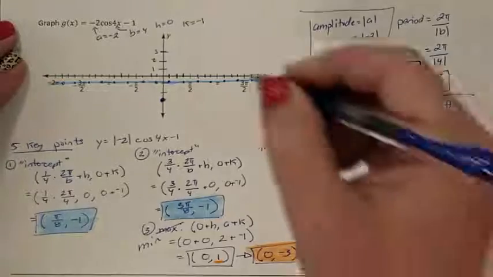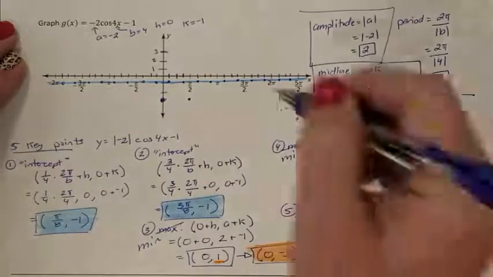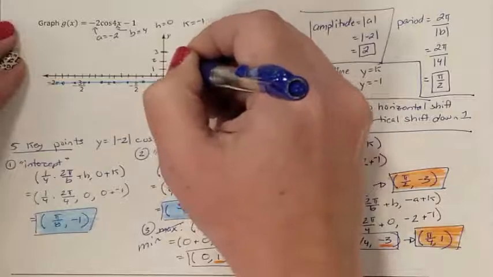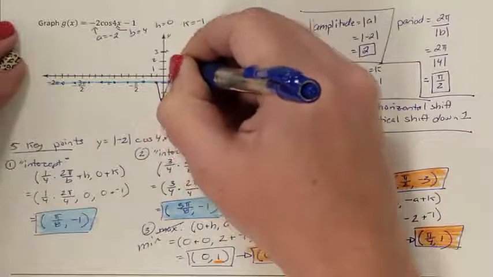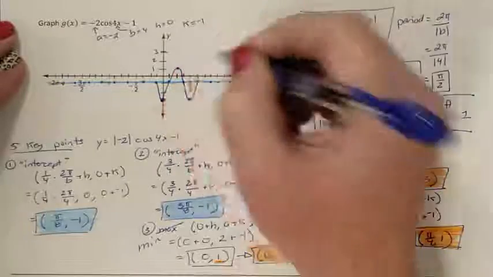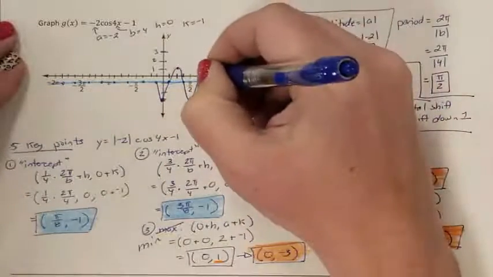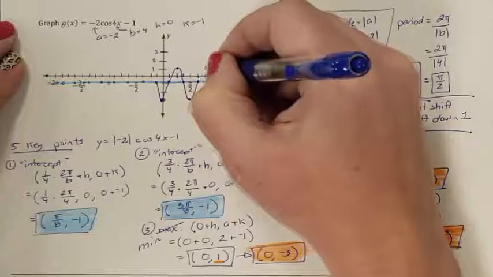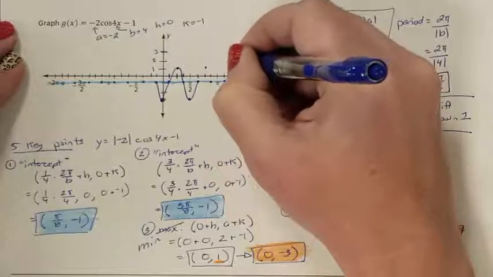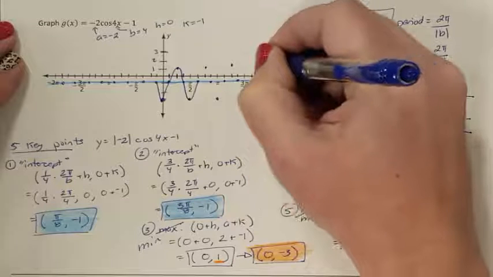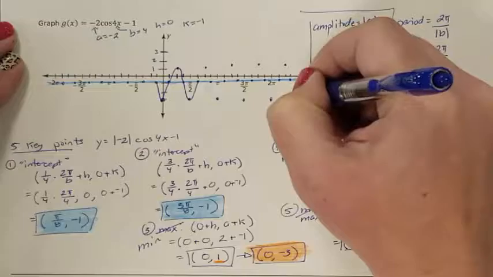My second min is at pi halves, negative 3. My only max is at pi fourths, 1. So I see this as my cosine that needs to be repeated everywhere through. So I need a max of 1, I need a min of negative 3. Max, min, max, min.